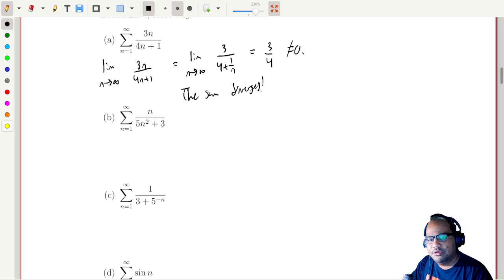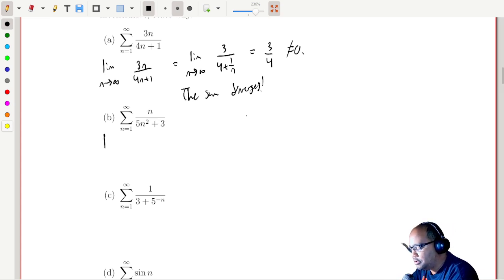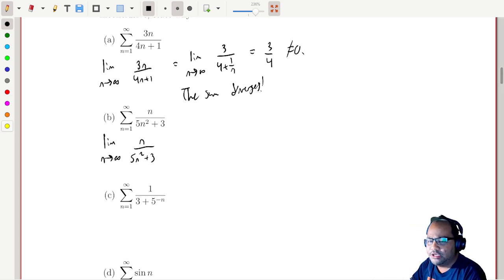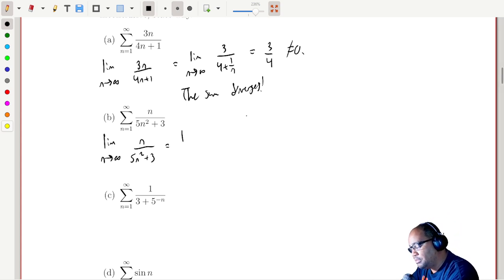Well, what about B here? You might think it looks like A, but there's something different here. Look at the summands: n over 5n squared plus 3. We're going to take the limit of this. But what's the highest power that appears? Well, it's going to be n squared. So divide the numerator and denominator by n squared, and I'll write that out here. So we have n over n squared divided by 5n squared, let's fix that, plus 3 divided by n squared.